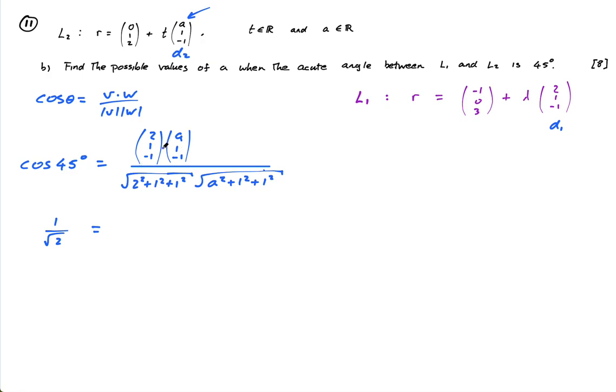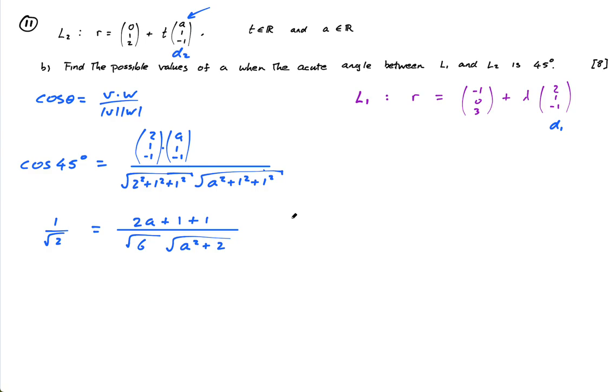The dot product, I should have put a dot there, is this times this plus this times this plus this times this, which is 2 times a, 2a, plus 1 times 1 is 1, plus negative 1 times negative 1, which is plus 1 again. Divided by 4 plus 1 plus 1 is 6, so this is just root 6. And then this is a squared plus 1 plus 1, which is a squared plus 2.